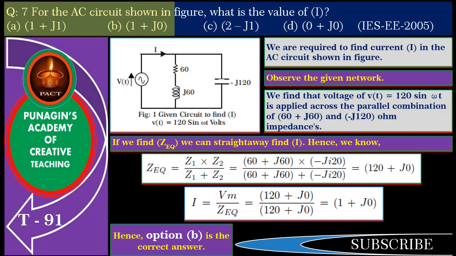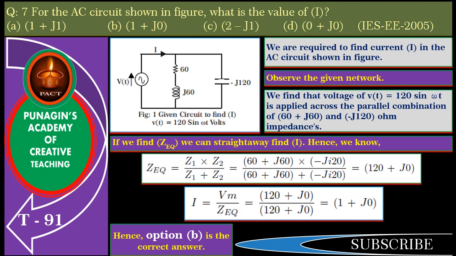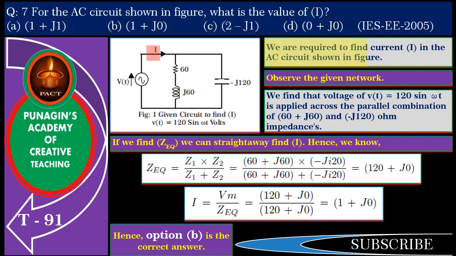Friends, this is the simple and straightforward question. We are required to find current I in the AC circuit shown in figure. Observe the given network. We find that the voltage V of t is equal to 120 sin omega t applied across the parallel combination of 60 plus j60 and minus j120 ohm impedances. If we find Z equivalent, we can straight away find I.